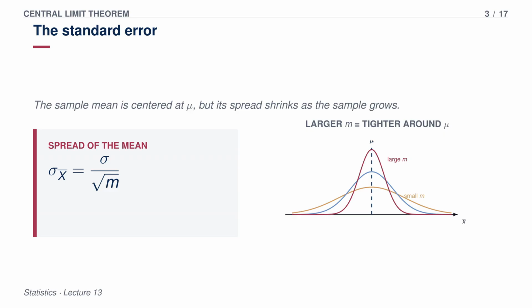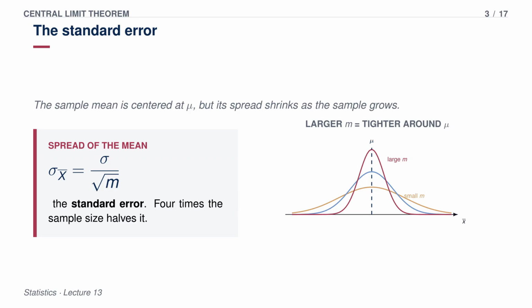Let's look harder at that spread. X bar is centered at mu. Good, it's aiming at the right place. But its standard deviation is sigma divided by the square root of m. That quantity has its own name, the standard error. And the square root is the key.